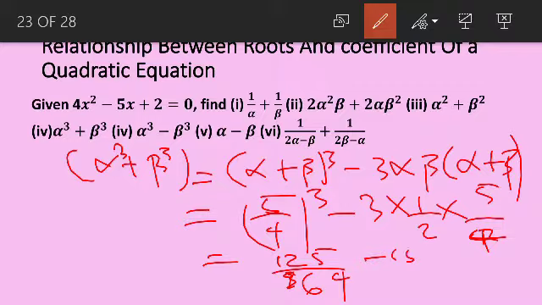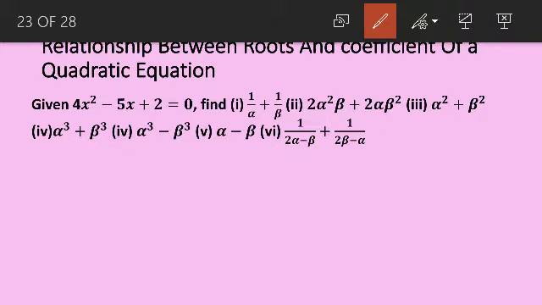Minus this, which is going to give us 15 over 8, and 8 times 15 is going to give us 120. So the whole of that answer is going to be 5 all over 64. So alpha cube plus beta cube is 5 over 64. Now that leads us to the next one, which is alpha cube minus beta cube.